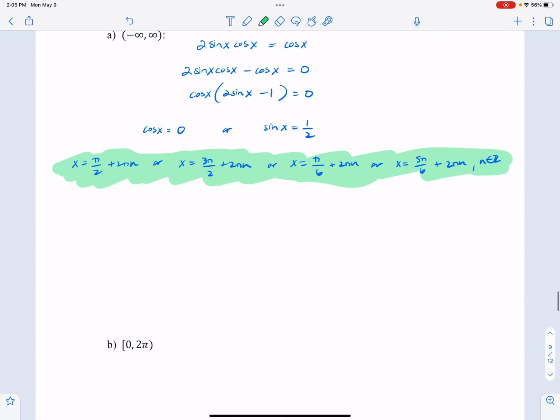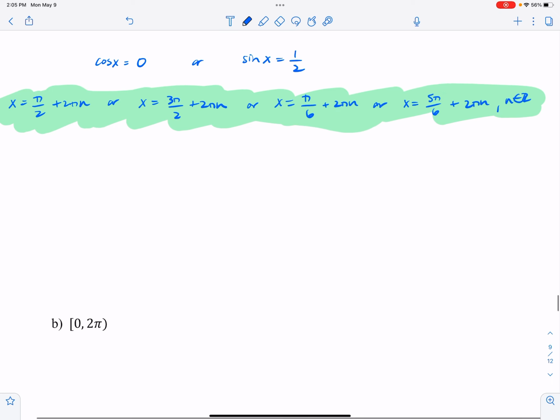And then to solve over the interval from 0 to 2 pi, you can either just solve the two equations, cosine of x equals 0 or sine of x equals 1/2 by inspection, or you can reference the general solution set and assign values to n for each equation. So it's probably the most efficient to just think about solving by inspection and going, okay, well, cosine would be equal to 0 on that interval at pi over 2 and 3 pi over 2. And sine would be equal to 1/2 at pi over 6 and 5 pi over 6.